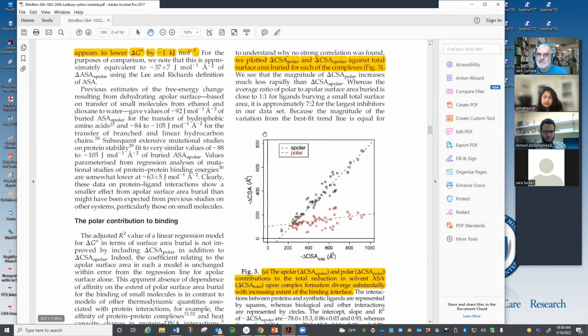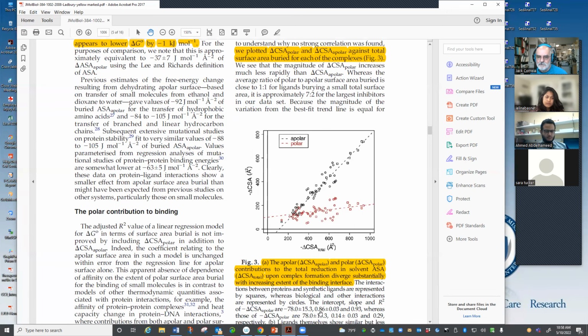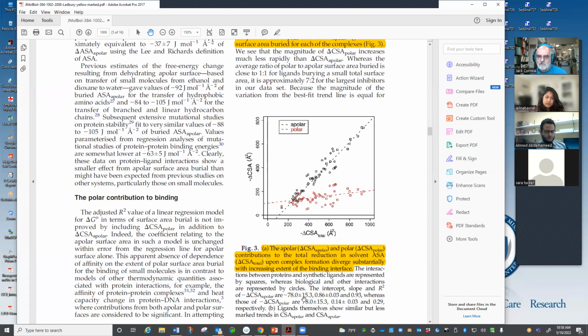And this entire section is discussing this and is a little bit perplexed about what that might mean and why that is, and how do they make sense out of it. Because a lot of the literature on protein-protein interactions suggests that both of them should contribute. But for these drugs, it's primarily the apolar stuff that seems to have the biggest impact, with a fairly high degree of correlation. The correlation coefficients here are 0.93.